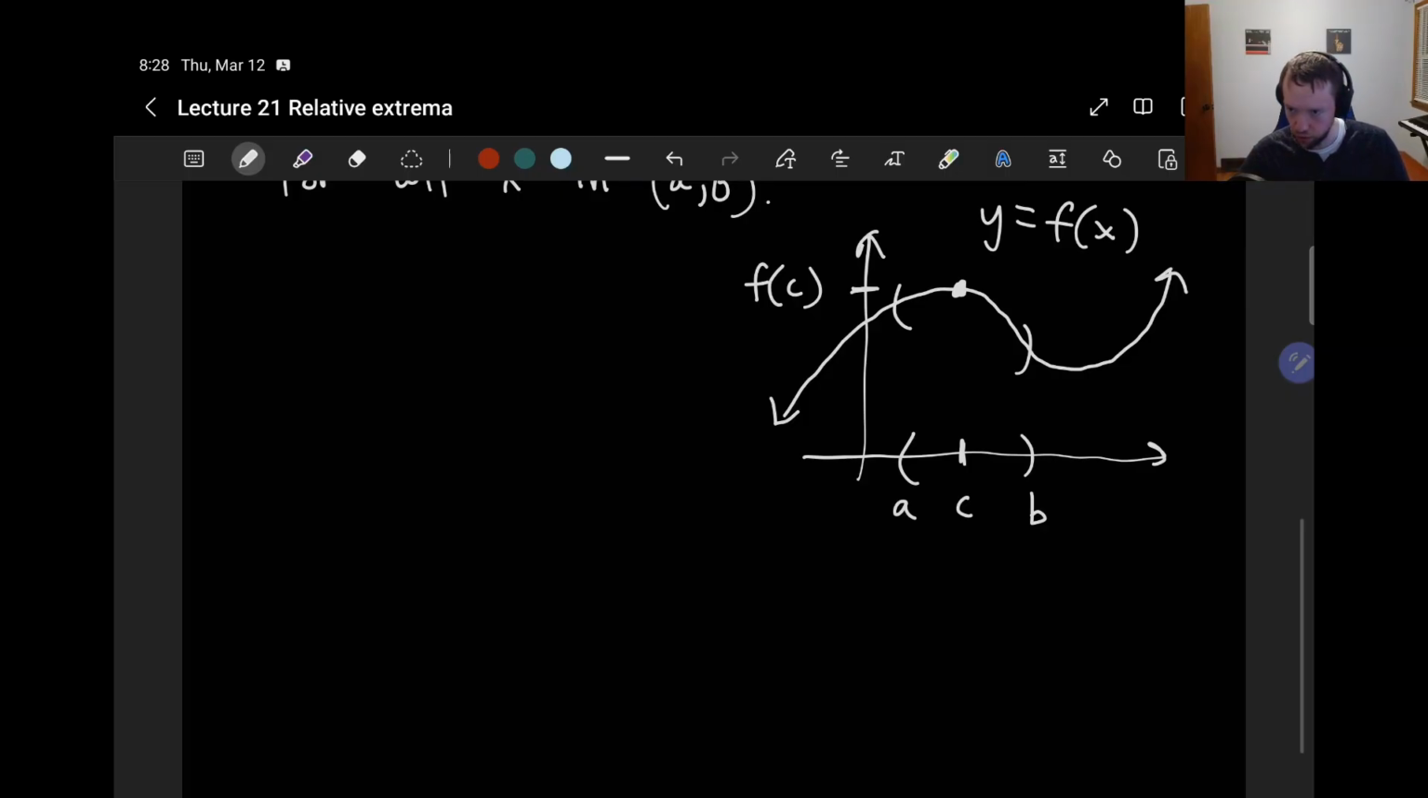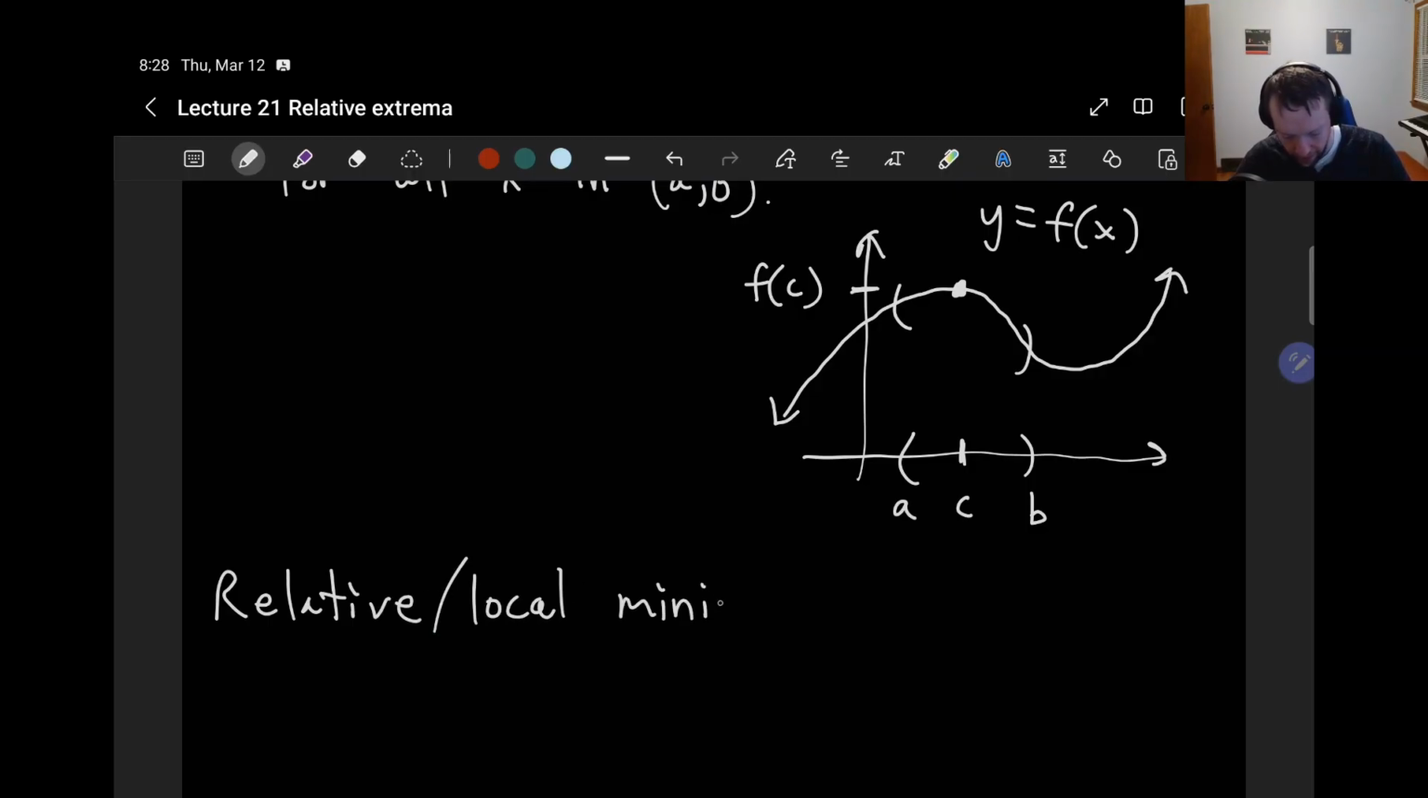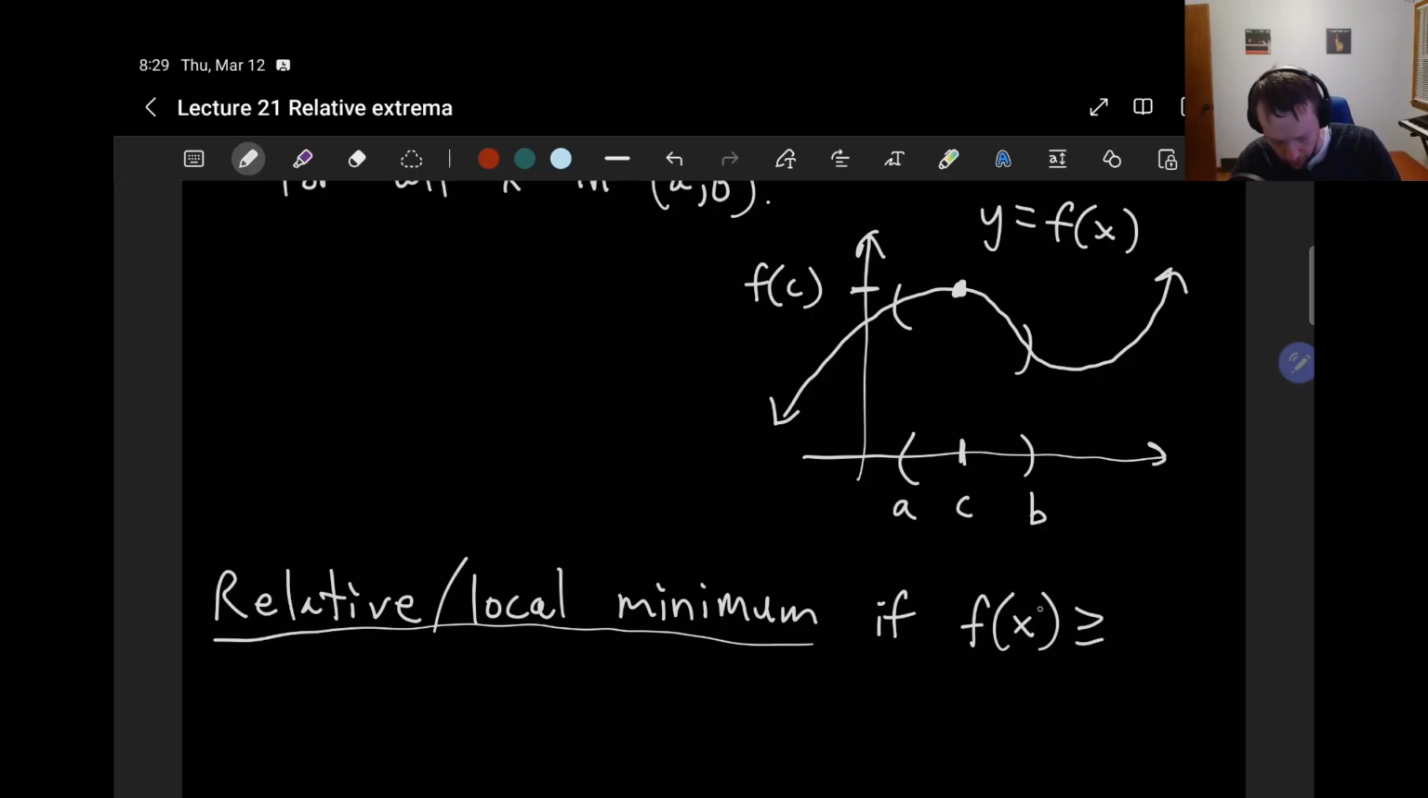Now, similarly for local minimum or relative minimum, I won't write as many words this time, but it's a very close idea. If you have all the same stuff, but now all other y values are greater than or equal to f of c, that's when you have a minimum.